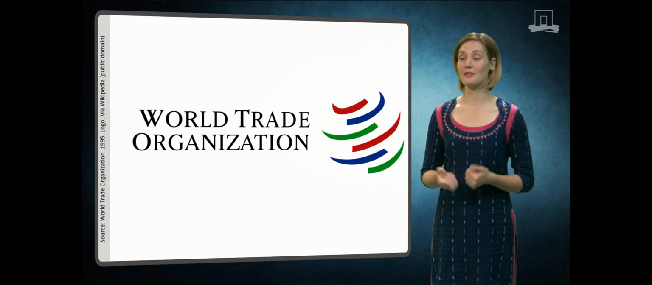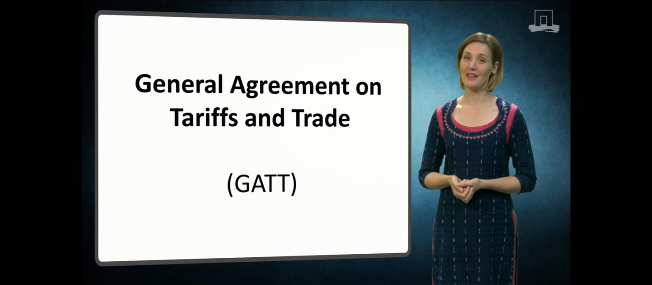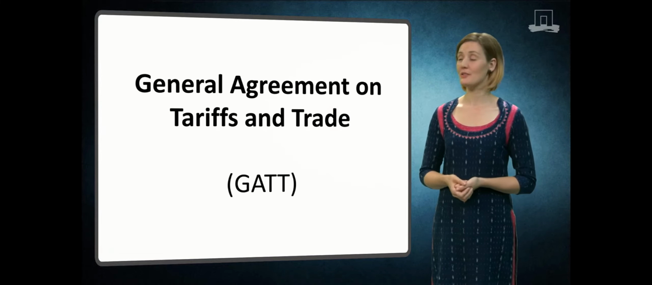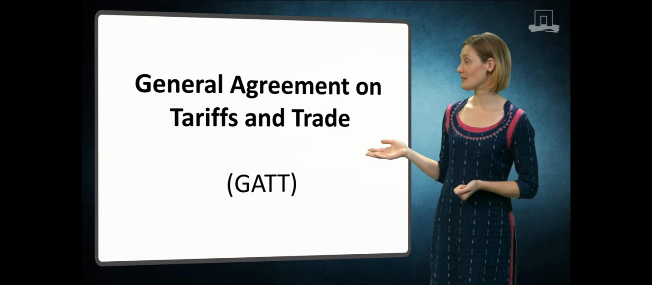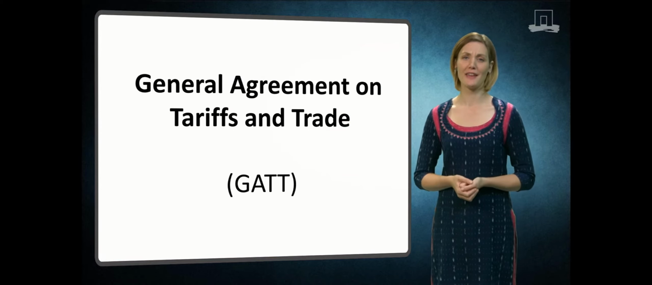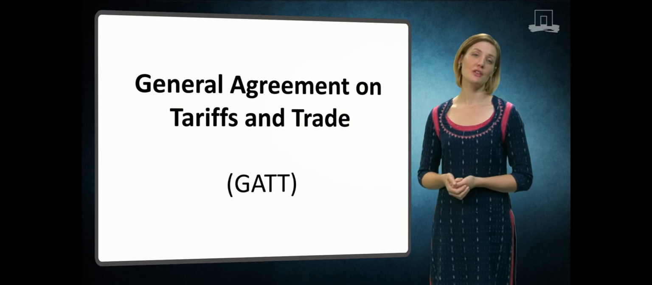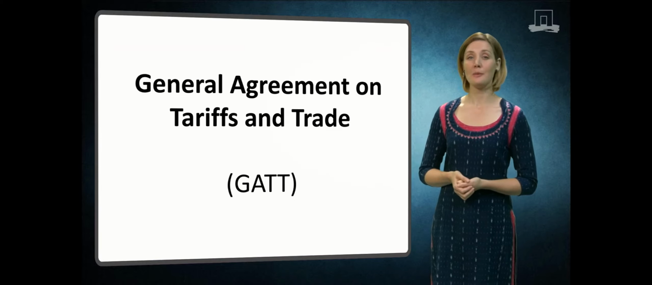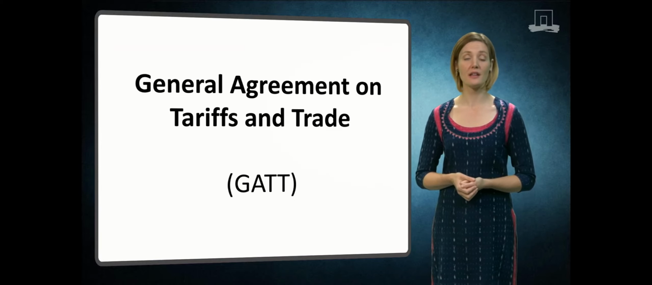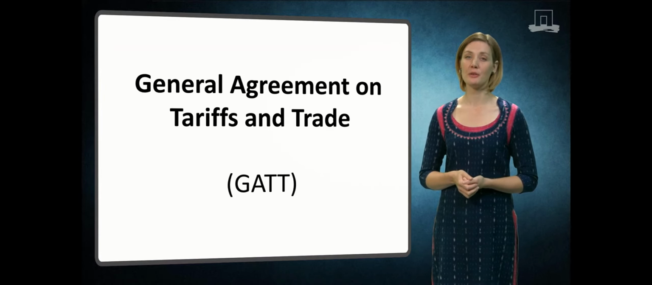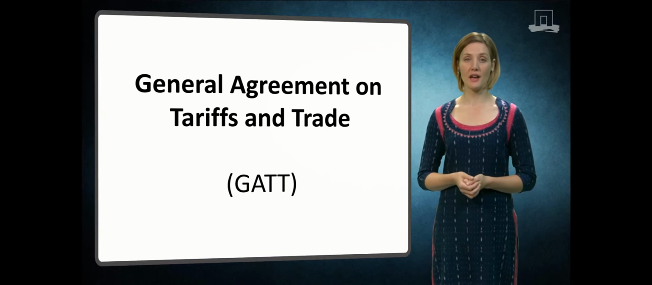To do that, we have to look back in time. Now, before the WTO, there was the General Agreement on Tariffs and Trade. Let's call that the GATT. The GATT, which took effect in 1948, aimed to promote the reduction of tariffs and other trade barriers. The original GATT is still in effect under the WTO framework, but it was modified in 1994.